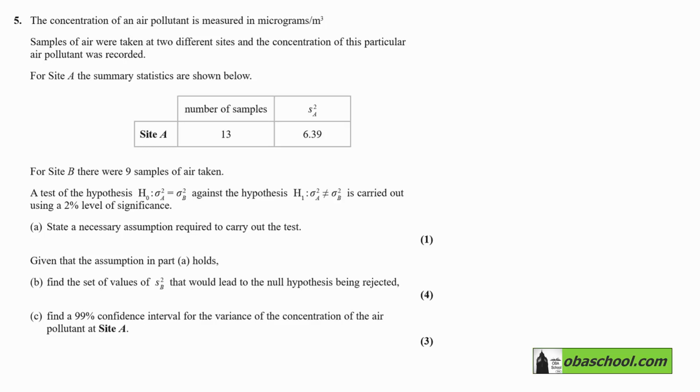For Site B, there were 9 samples of air taken. We don't know anything else. A test of the hypothesis, where we can see the null hypothesis, is that the variances are equal at the 2 sites, against the hypothesis that the variances are not equal. So that's going to give us a 2-tail test. It is carried out at a 2% level of significance, and that's going to be therefore 1% at each end.